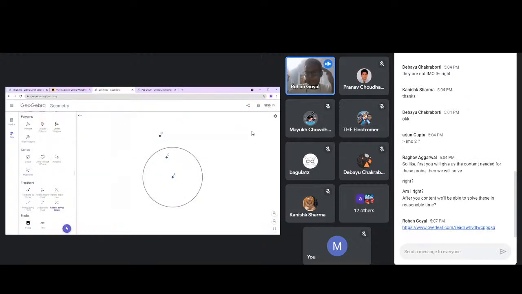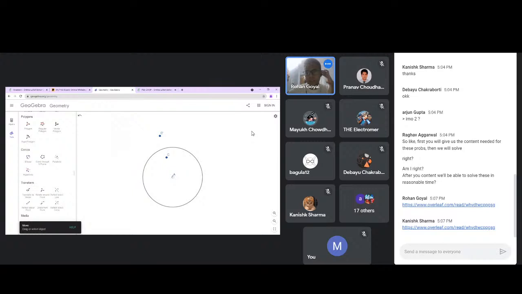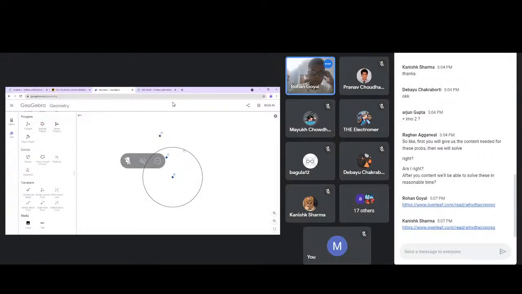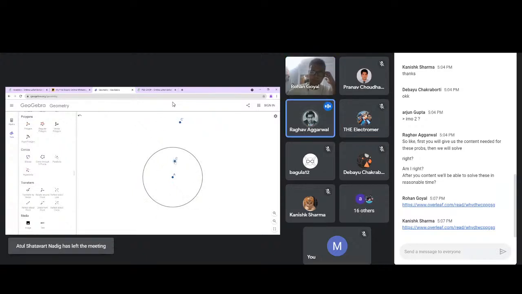For the ones who are not familiar, you have a circle and you have any point A in the plane. Now its inverse is defined as the point C dash such that AC into AC dash is R square, where R is the radius of the circle. That's it. That's all there is to inversion. By definition, inverse of every point on the plane is defined except, of course, C equal A.